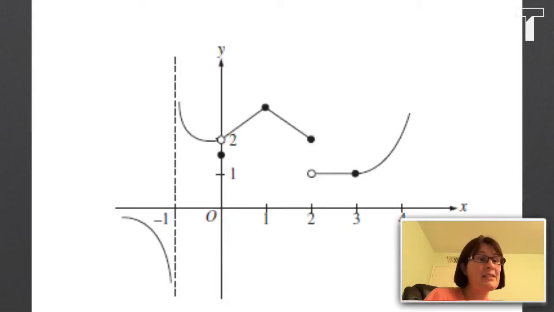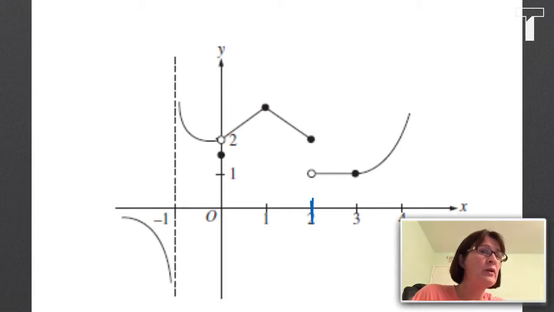Okay, question 7 asks about the 3 ways that a limit might fail to exist. I'm going to use this one picture here to show 2 of them. For example, one way that a limit could fail to exist happens here at x equals 2.